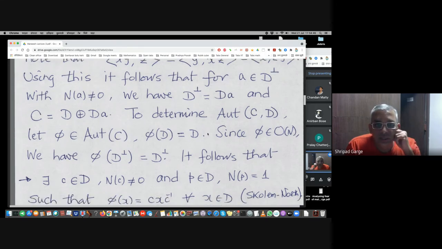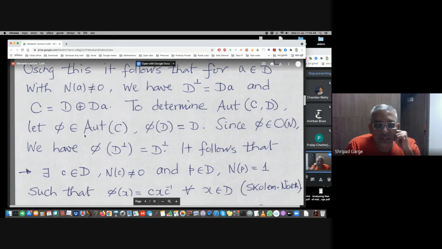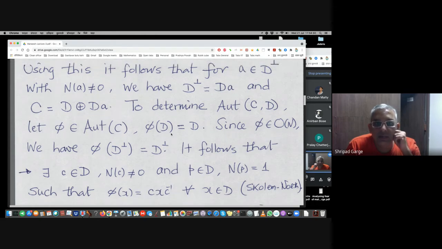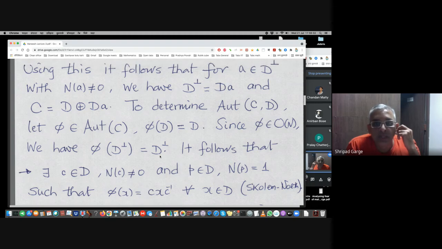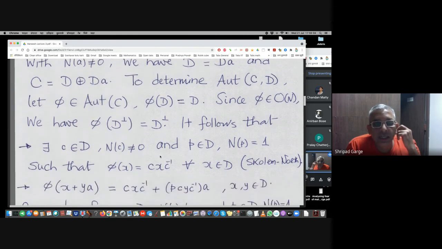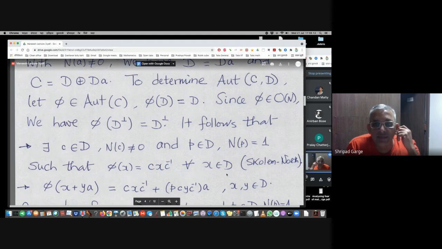And to determine Aut(C, D), what we do is suppose we start with such an element phi, which takes D to D, and we have already observed that G bar is contained in O(N). So since phi is in O(N), we have that phi of D perp is D perp, and it follows that there is a C in D with norm C non-zero and P in D with norm P equal to 1, such that you have phi x equal to C x C inverse for every x in D.